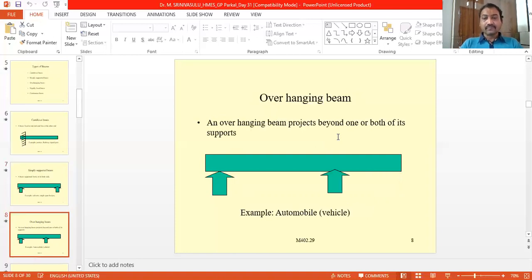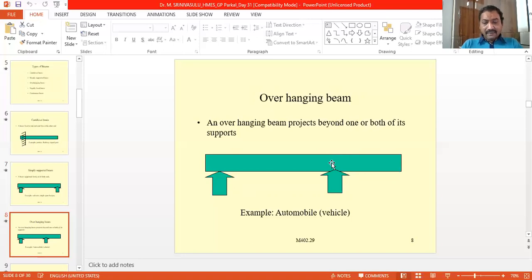Next one is the overhanging beam. This is also one kind of simply supported beam. That means it also has two supports, a minimum of two supports. But instead of having the support at the end, the support may be placed not exactly at the end of the beam, but at some distance from the end. This portion, the distance between the end of the beam and the support, is called the overhanging portion.